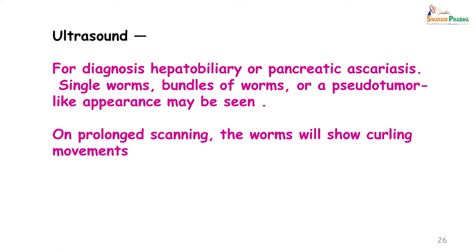Ultrasound is usually done for diagnosing hepatobiliary or pancreatic ascariasis. Now, when a patient has hepatobiliary or pancreatic ascariasis, the patient will also have a colicky pain. You have to remember that. Single worms, bundles of worms, or even a pseudo tumor like appearance can be seen on ultrasound. On prolonged scanning, sometimes you will even be able to see the worms showing a curling movement.